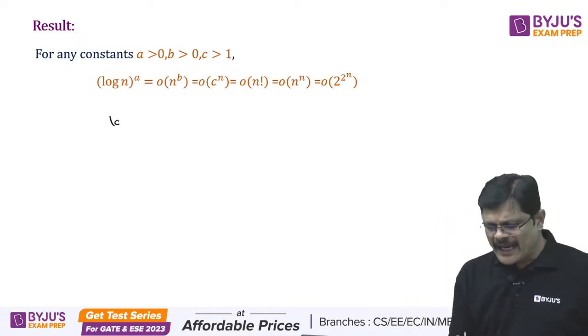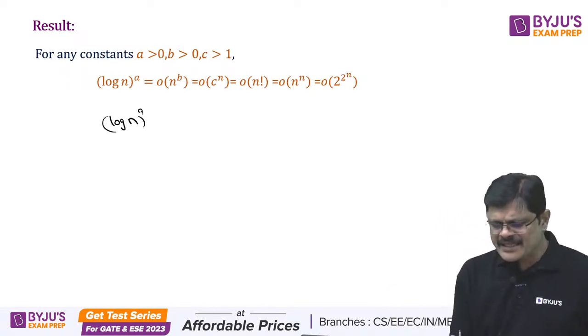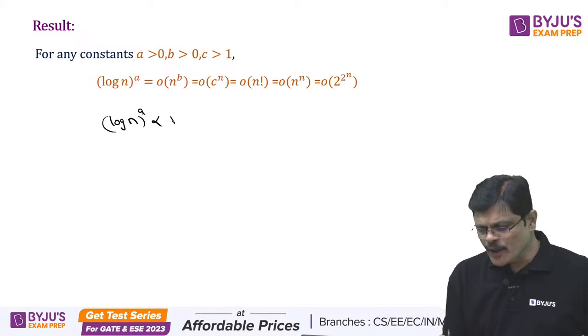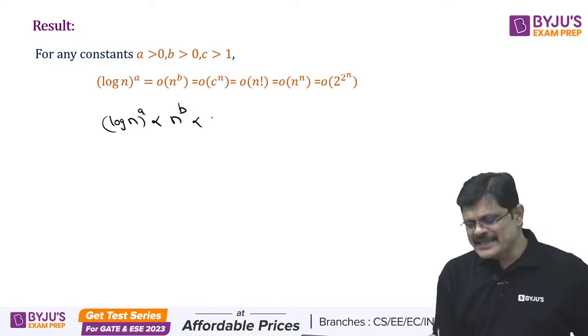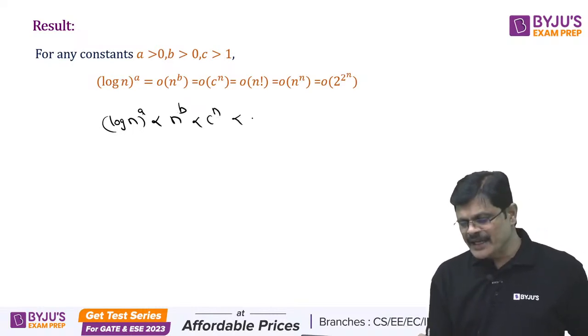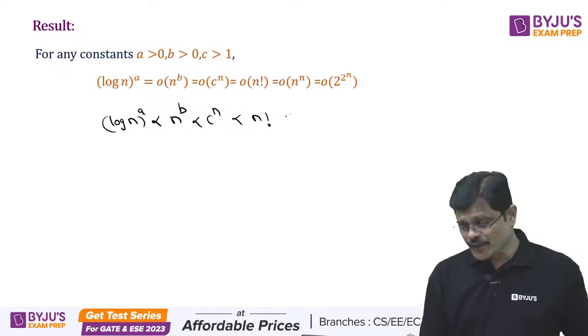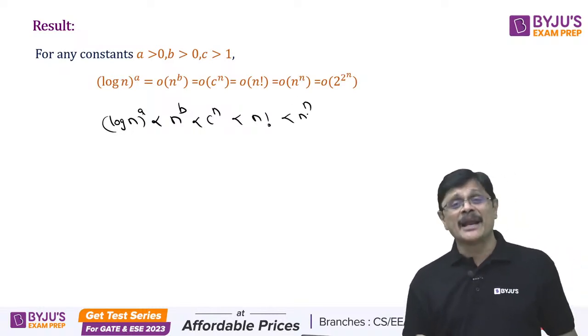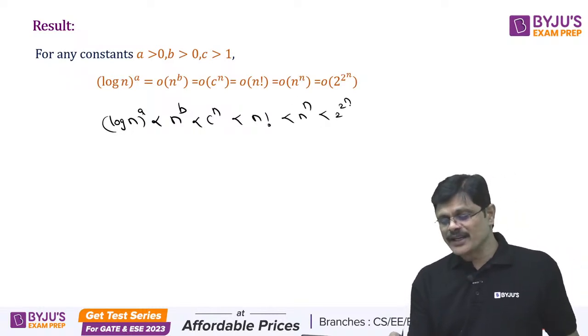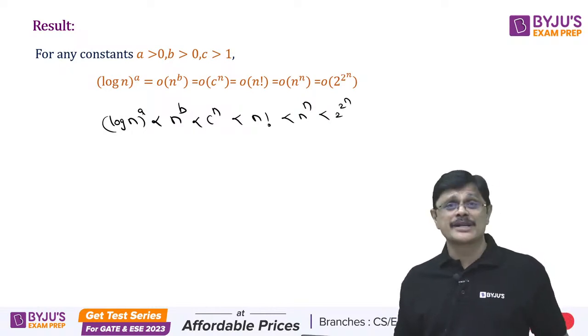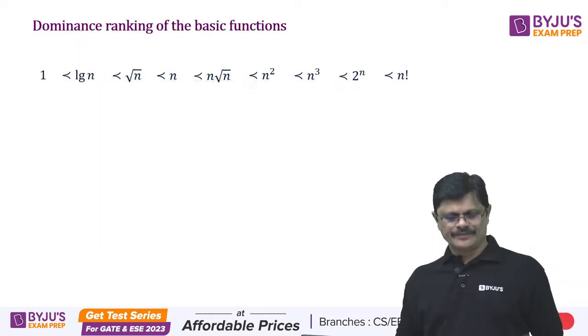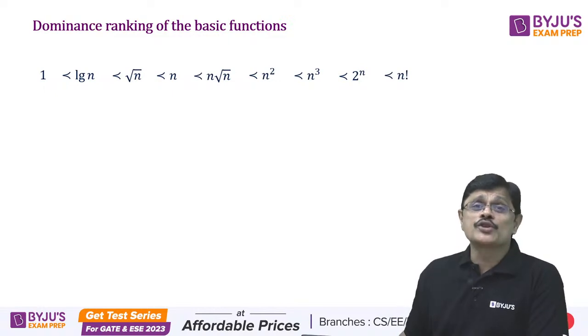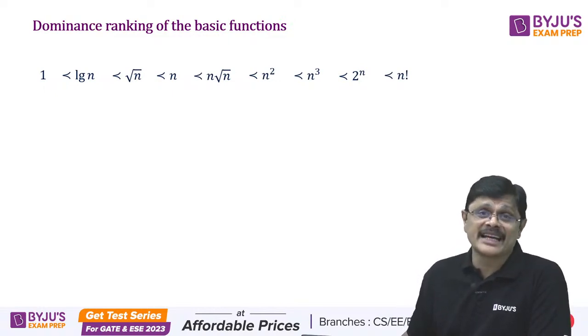So log n power a, this is called polylog, is asymptotically smaller than n power b, which is asymptotically smaller than c power n, which is asymptotically smaller than n factorial, which is asymptotically smaller than n power n, which is asymptotically smaller than 2 power n, my dear friends. This is the most important ordering, my dear friends.